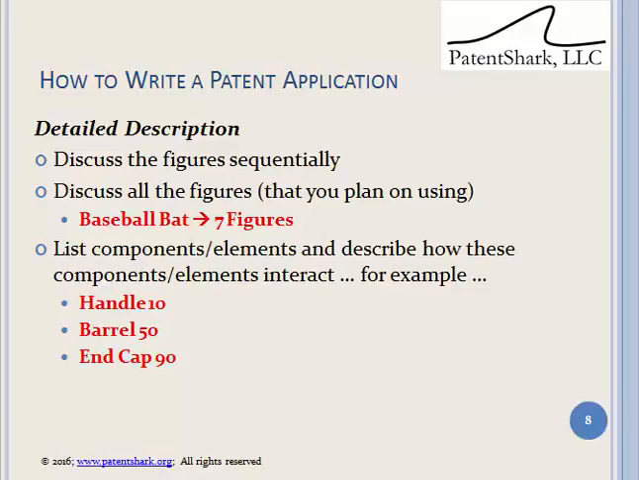Then, list the components or elements. Describe how these components or elements interact. So, for example, for the baseball bat, you have certain elements such as the handle 10, the barrel 50, and the end cap 90. So describe these elements with respect to each other.